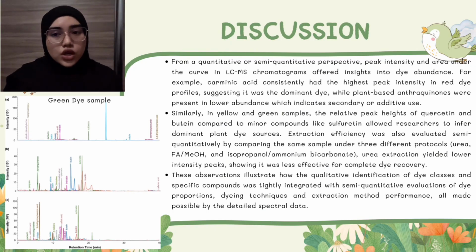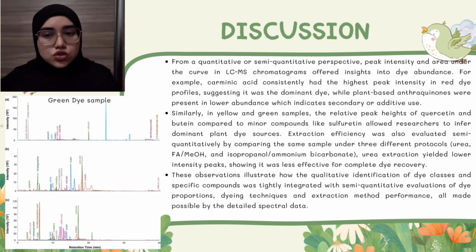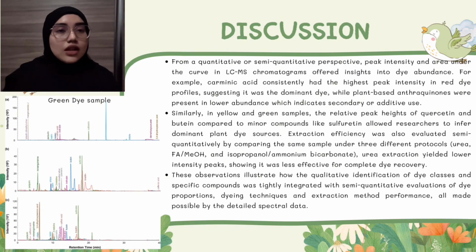However, plant-based anthraquinones were present in lower abundance, which indicates that it is a secondary or additive use. Similarly, in yellow or green samples, the relative peak heights of quercetin and butein compared to minor compounds such as sulfuretin allowed researchers to infer dominant plant dye sources.